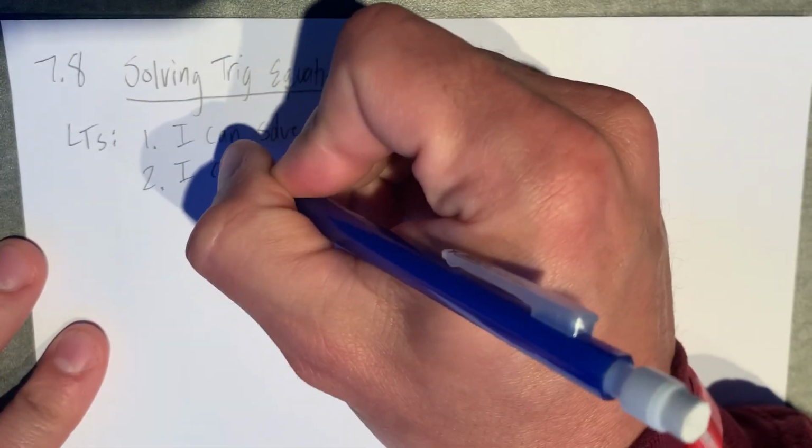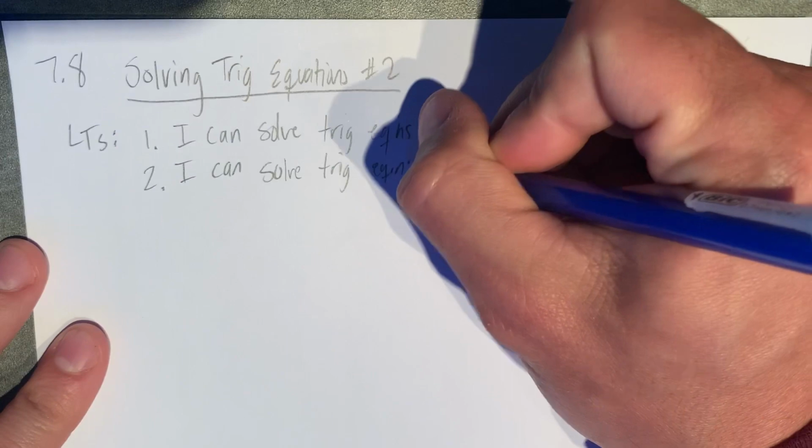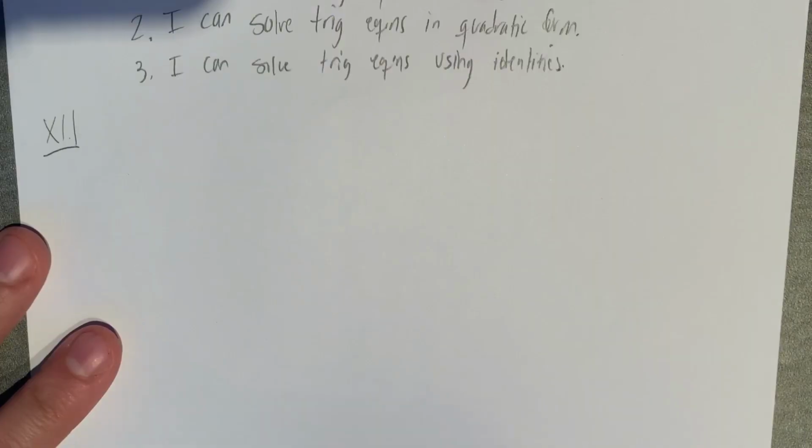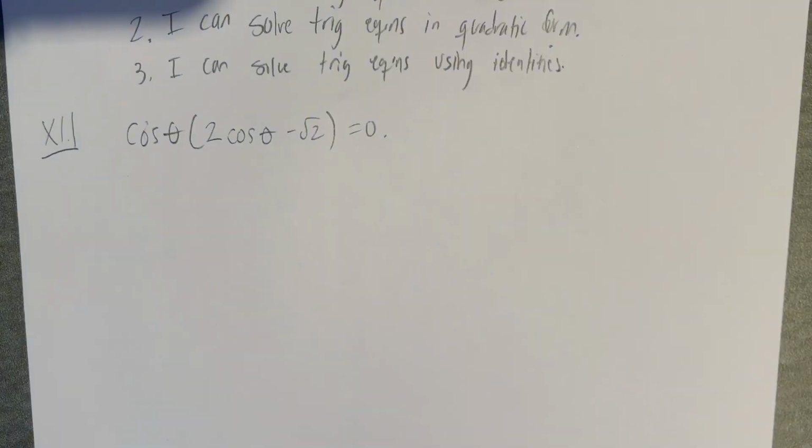equations in factored form, I can solve trig equations in quadratic form, and I can solve trig equations using identities. So we have 5 examples today. The first example, example 1, is cosine of theta times the quantity of 2 cosine theta minus root 2.